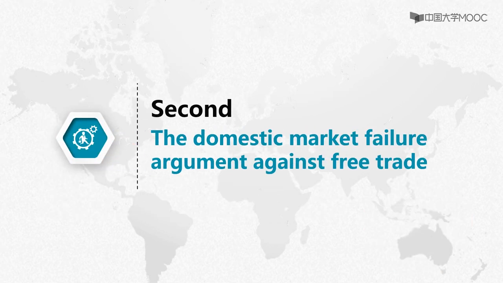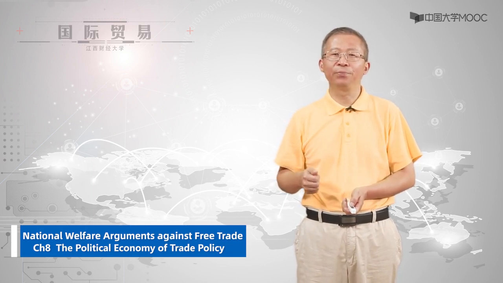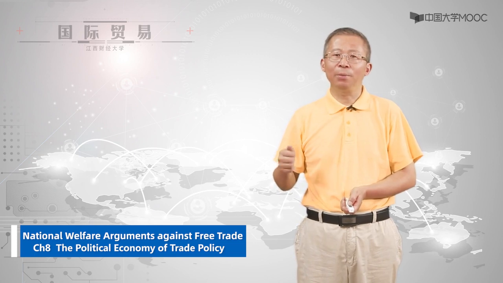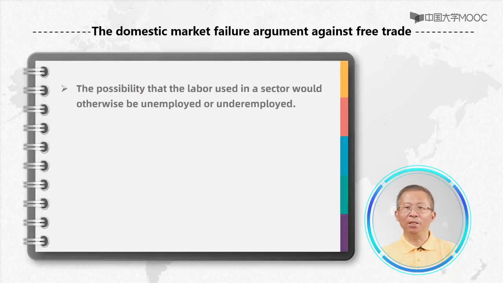Second, the domestic market failure argument against free trade. Many economists concede the concepts of producer and consumer surplus, especially producer surplus, do not properly measure costs and benefits. Why might producer surplus not properly measure the benefits of producing a good? This includes the possibility that the labor used in a sector would otherwise be unemployed or underemployed.